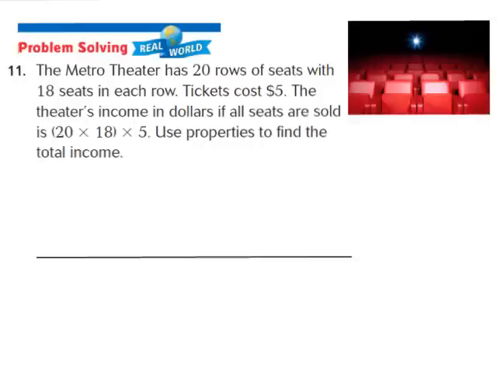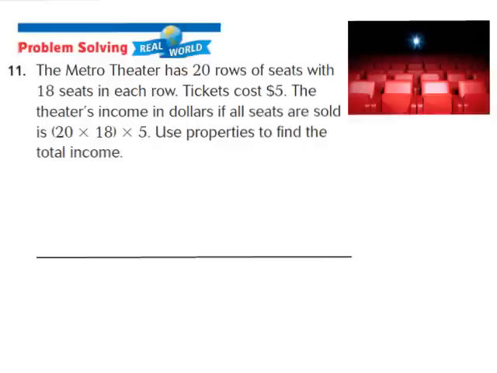Now, let's check out problem number 11. This is one of our real-world problem-solving questions. It says, the Metro Theater has 20 rows of seats with 18 seats in each row. Tickets cost $5. The theater's income in dollars, if all seats are sold, is 20 times (18) times 5. Use properties to find the total income.